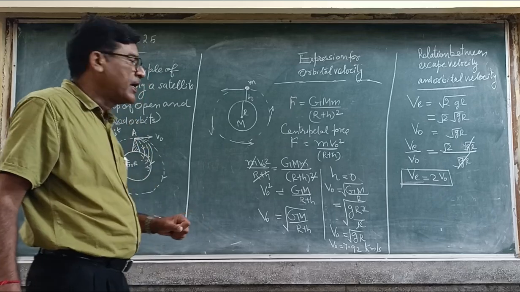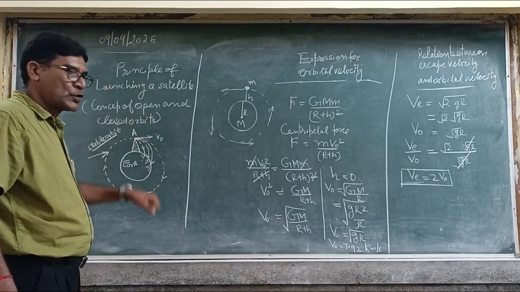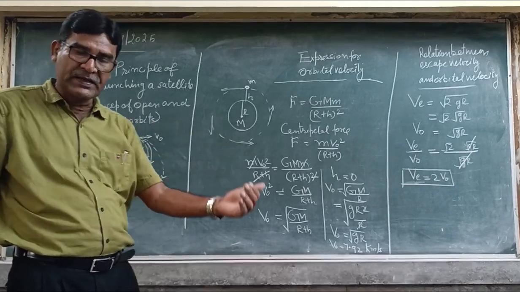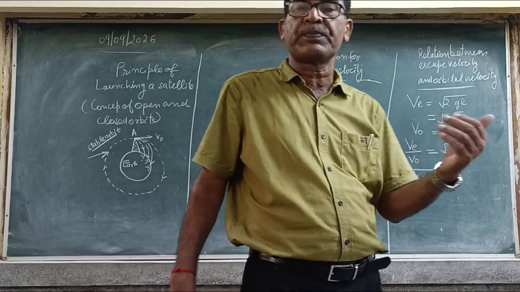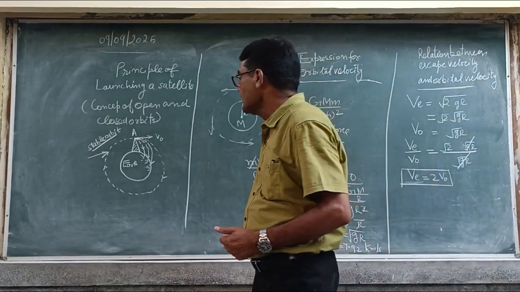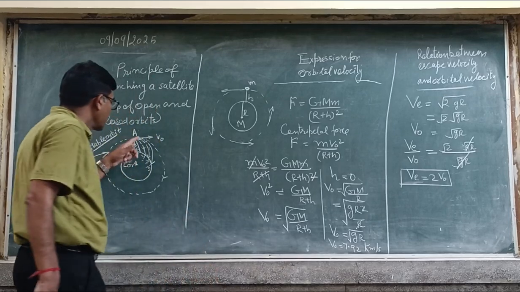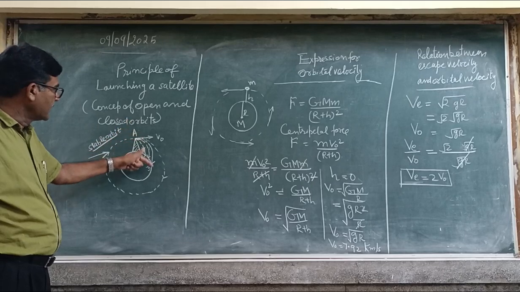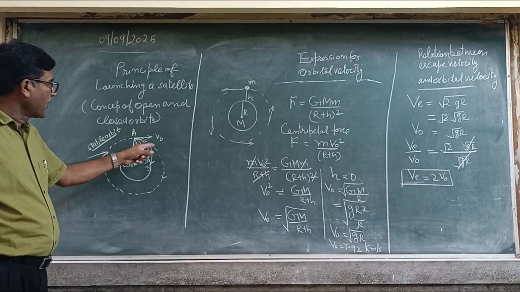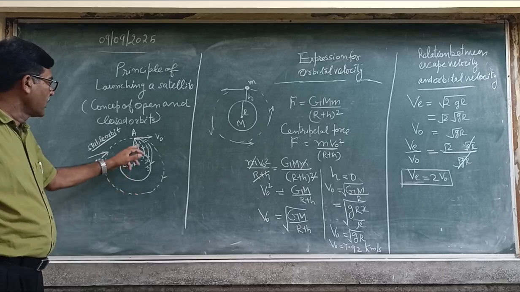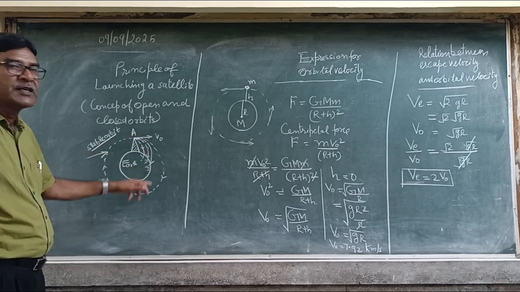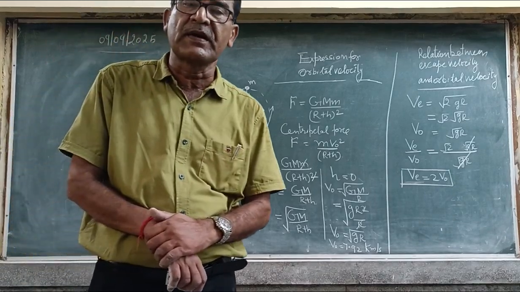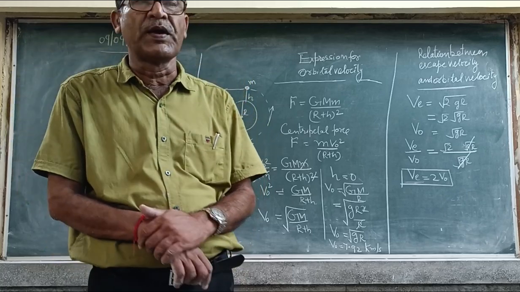Again, I remind you of the concept of open and closed orbits. Open orbits are those whose trajectory is a hyperbola or parabola, and those orbits which have a different shape other than a hyperbola or parabola, that is elliptical orbits, are known as the closed orbits. The orbits which are elliptical in shape are known as closed orbits.